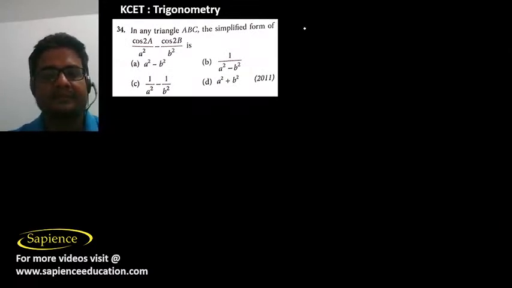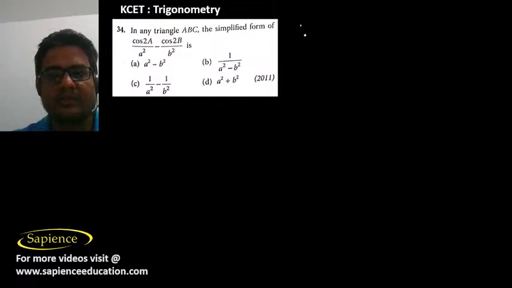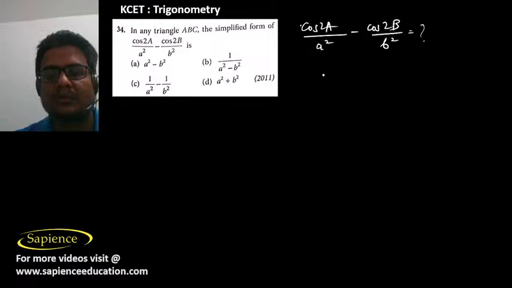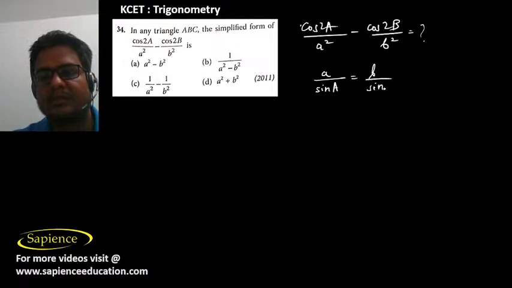Okay, then here question number 34. It has been told that in any triangle ABC, the simplified form of cos 2a by a square minus cos 2b by b square is equal to how much? Okay, so now here we know that a by sine a is equal to b by sine b, is equal to c by sine c, which is called the sine rule for any triangle.